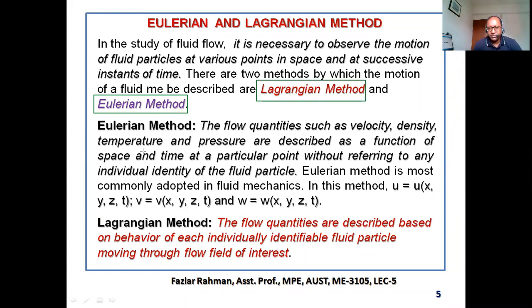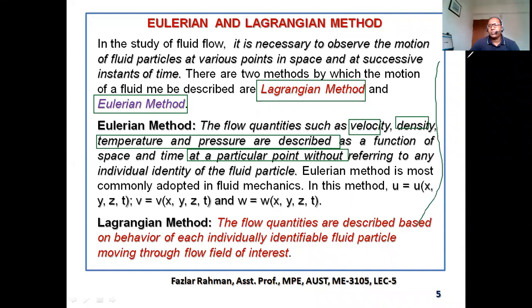So what is the Eulerian method? It says the flow quantities such as velocity, density, temperature, pressure are a function of space and time at a particular point, without referring to any individual identity of the fluid particle. So you are looking at a certain point: what is the velocity of the fluid, what is the pressure of the fluid. That means if there is a river flow, at a particular point, say sitting right over here, you are measuring the fluid velocity, pressure, density, everything. Okay. So that is the space and time at a particular point without referring to any individual identity of the fluid particle.